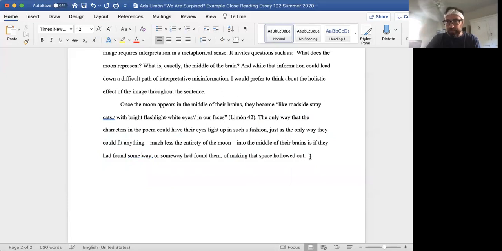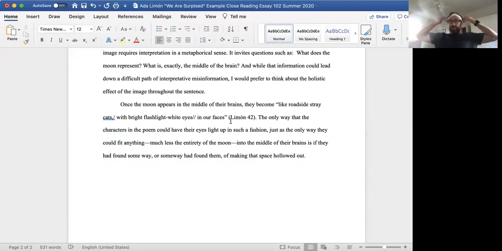And the reason I want to get to this, so what I'm saying here in this image is that I'm going to spend more time in the next draft, right? And I can do that even here if I have the time, which I'm running short on. But the only way that they could have their faces light up like this, right? So that the image is from behind to the front, is if they could put the moon into their brain, right? Like a lantern.